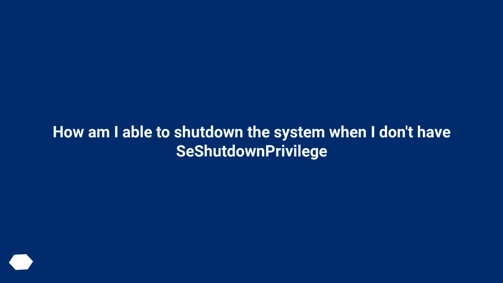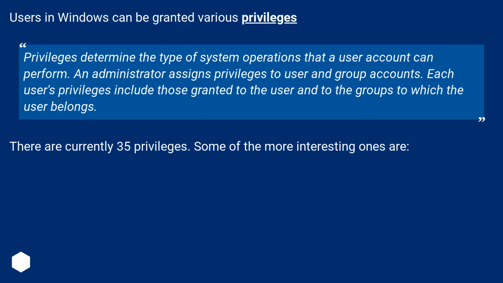How am I able to shut down the system when I don't have SeShutdown privilege? Users in Windows can be granted various privileges. Privileges determine the type of system operations that a user account can perform. An administrator assigns privileges to user and group accounts. Each user's privileges include those granted to the user and to the groups to which the user belongs.